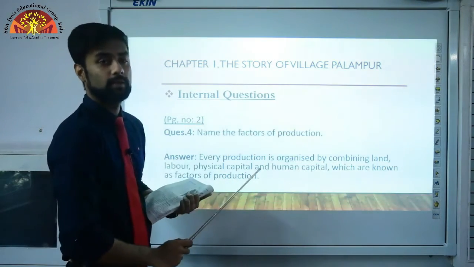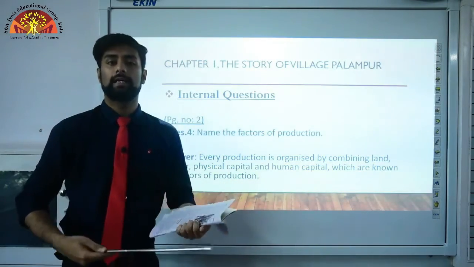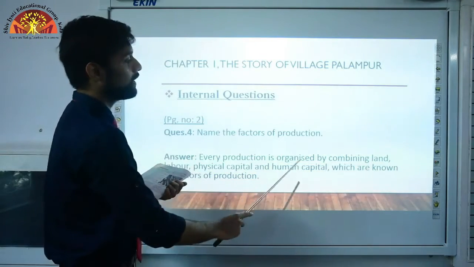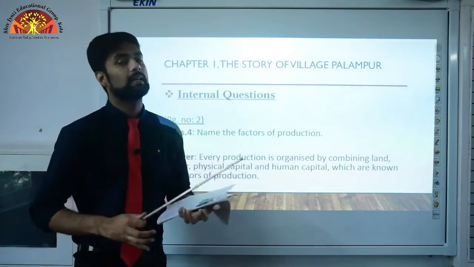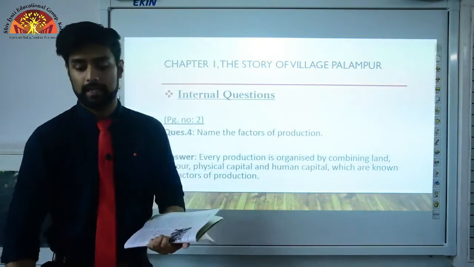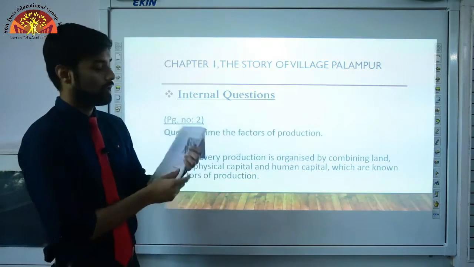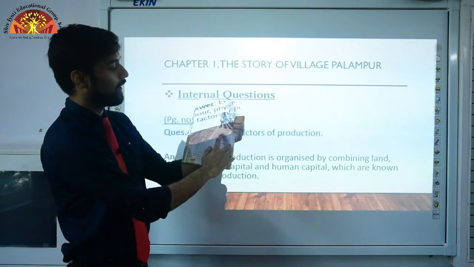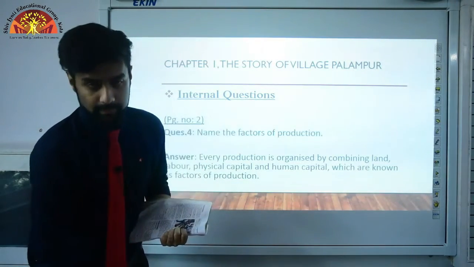As I just told you, when we are opening a factory or opening an institute or organization, we require 4 things: land, labor, physical capital and human capital, which are known as factors of production. Means these are the factors which affect production in any given factory. Okay students? I hope you marked this. You found this answer beneath the picture on page number 2, from every production is organized till factors of production, which is highlighted in bold.